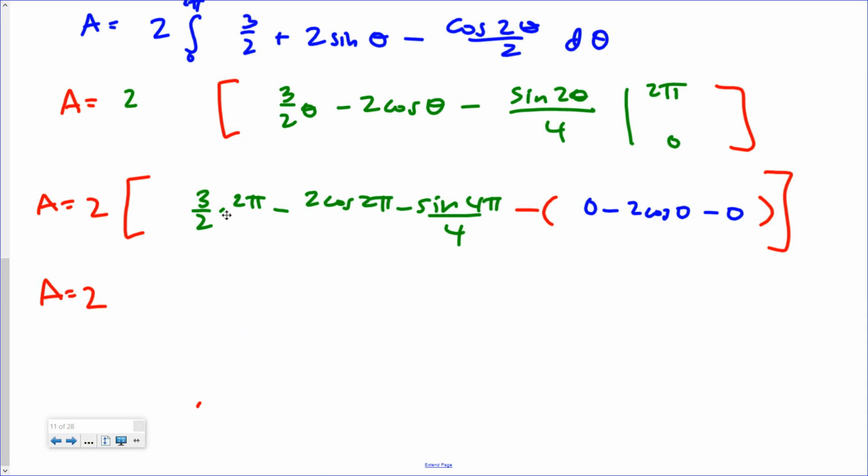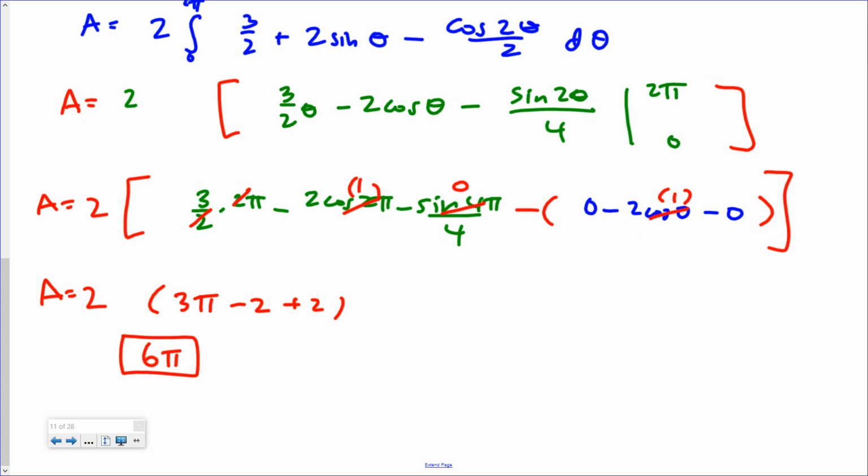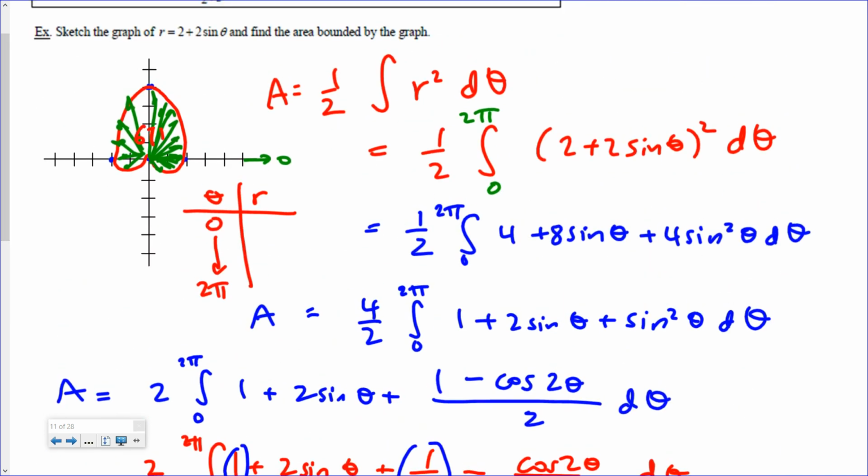All right, so this is going to be 3 halves times 2 pi, which is 3 pi. What's the cosine of 2 pi? Is that 1 or negative 1? 1. So this is just minus 2. What's the sine of 4 pi? 0. So nothing to write there. Well, what's cosine 0 here? 1. So it's negative negative 2 plus 2. So did you get 6 pi? And that is the answer. That is the area inside this cardioid, 6 pi. Kind of cool if you think about it. You just found the area.